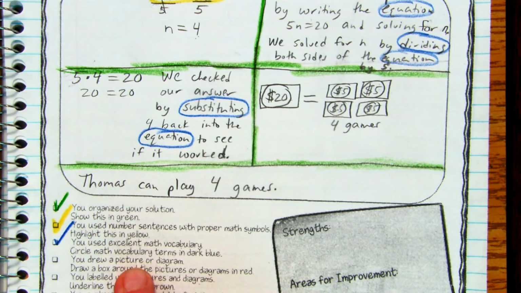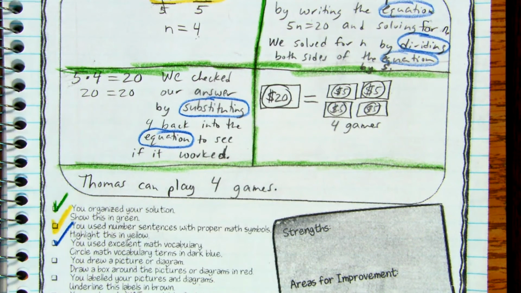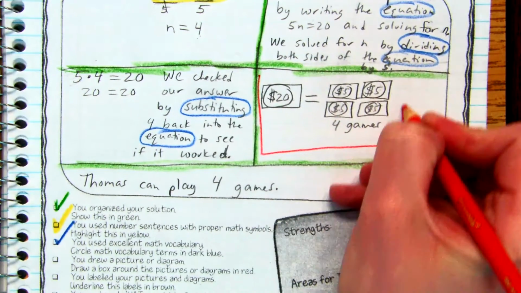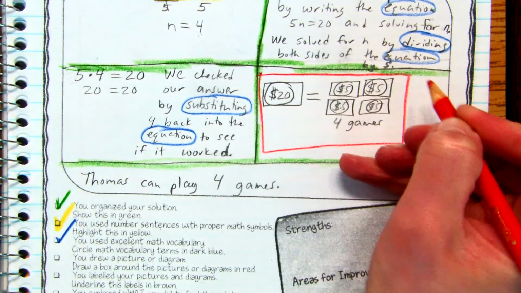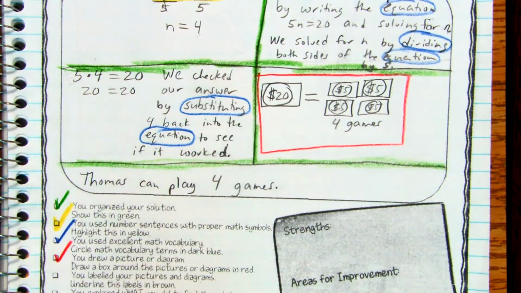You drew a picture or diagram. Draw a box around the pictures or diagrams in red. So I'm just going to box this over here in red. That I drew a picture or a diagram over here. Oh, and then I need to check that off in red down here.